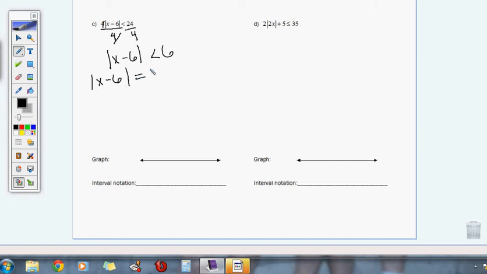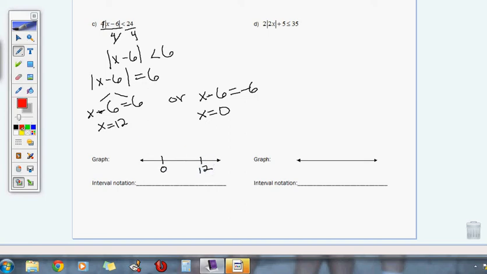x minus 6 is equal to 6, the absolute value that is, split. So I'm going to get x minus 6 equals 6, or x minus 6 equals negative 6. And I'm going to add and get x equals 12. And over here I will get x equals, adding 6 to both sides, 0. So my 2 points here are 0 and 12.